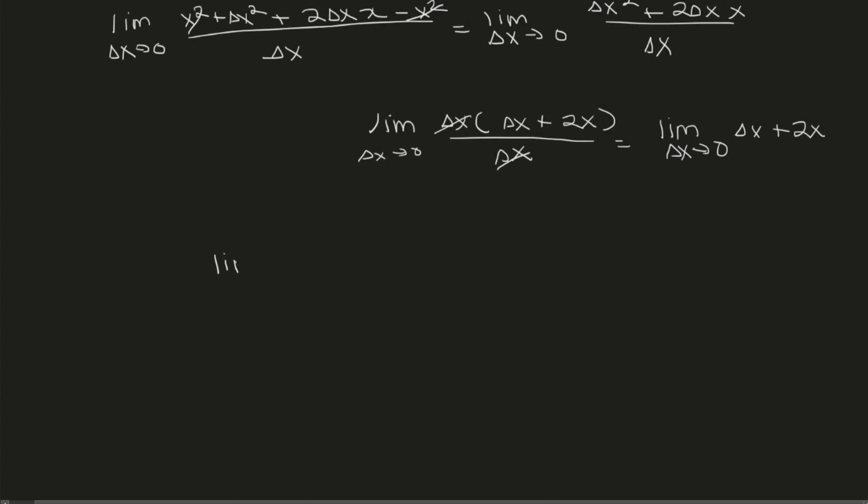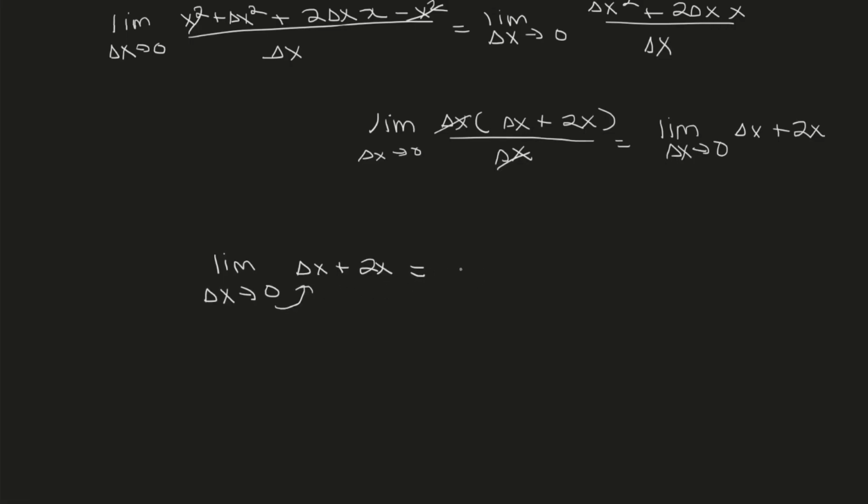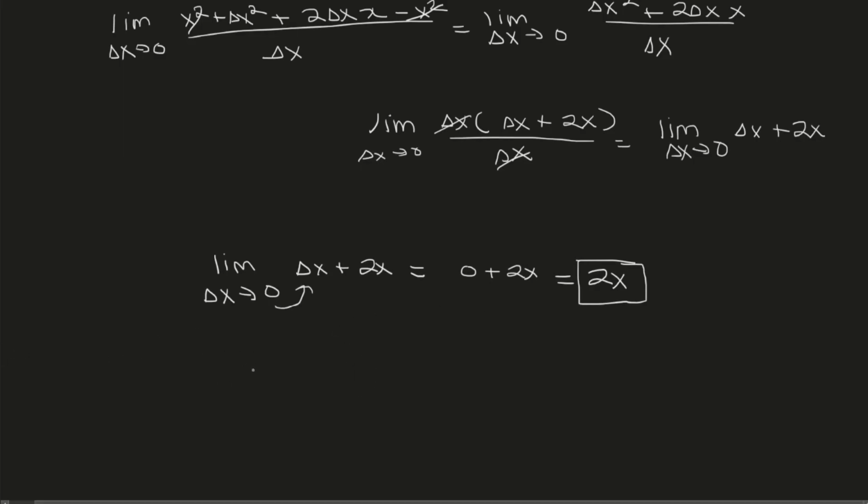So let's rewrite the final equation we get by simplifying. And let's use substitution to solve. We plug in 0 for delta x, giving us 0 plus 2x, with 2x as our final answer. And now we can conclude that the derivative of x squared is 2x.